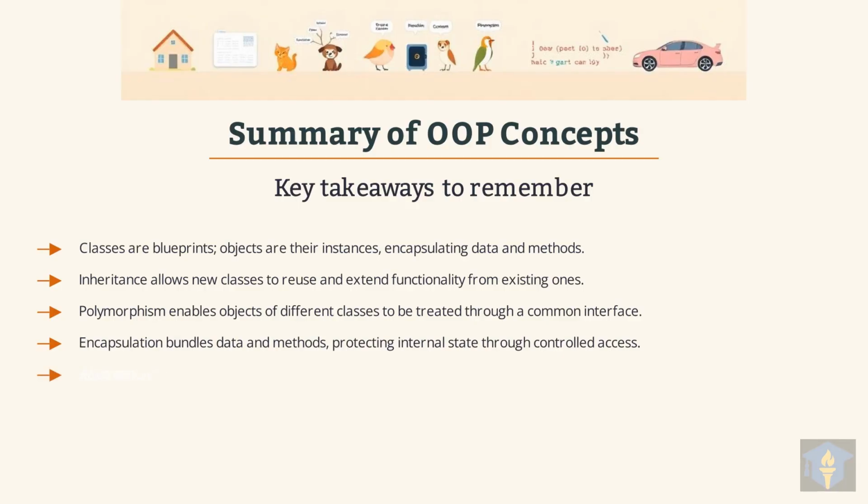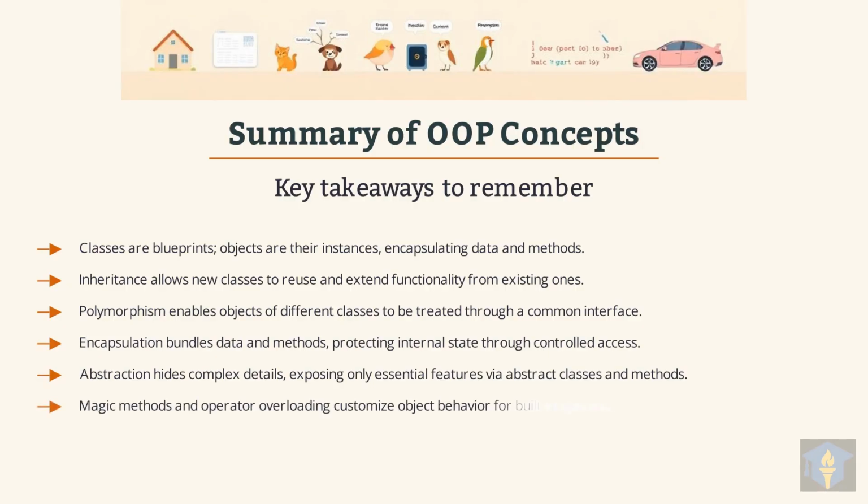Abstraction hides intricate implementation details, exposing only the essential features through abstract classes and methods for simplicity. Finally, magic methods and operator overloading customize object behavior for built-in operations, making your objects more intuitive to use.